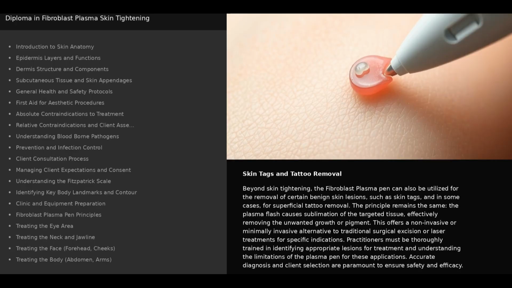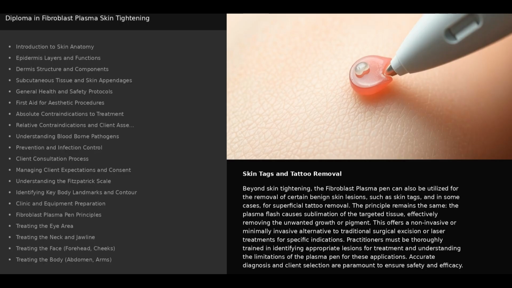Skin tags and tattoo removal. Beyond skin tightening, the Fibroblast plasma pen can also be utilized for the removal of certain benign skin lesions, such as skin tags, and in some cases, for superficial tattoo removal. The principle remains the same. The plasma flash causes sublimation of the targeted tissue, effectively removing the unwanted growth or pigment. This offers a non-invasive or minimally invasive alternative to traditional surgical excision or laser treatments for specific indications.